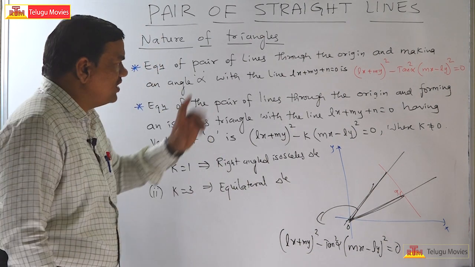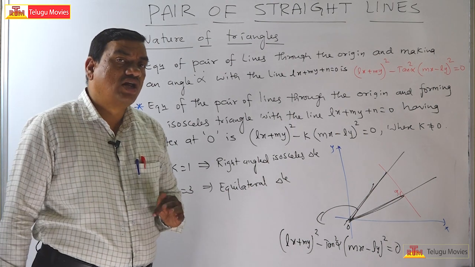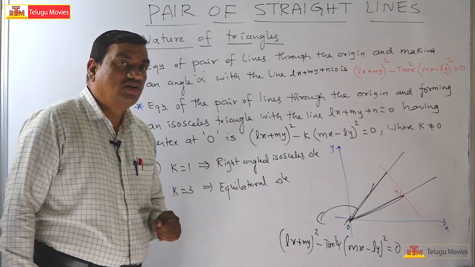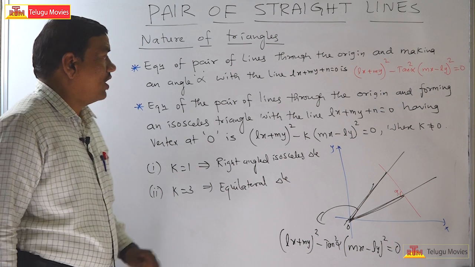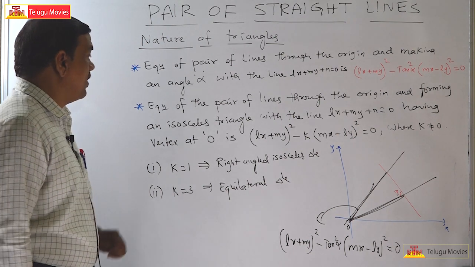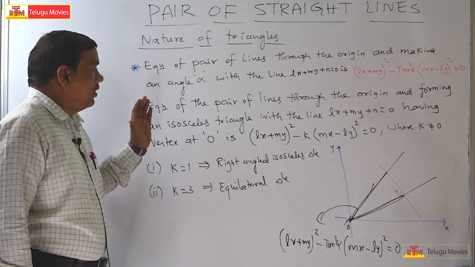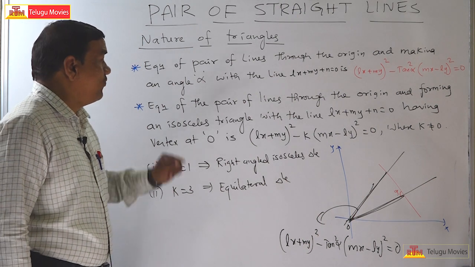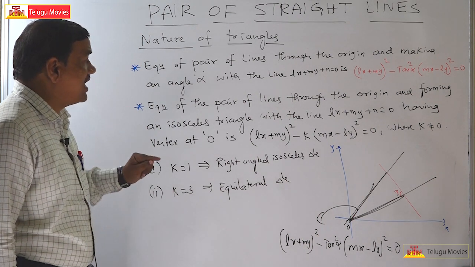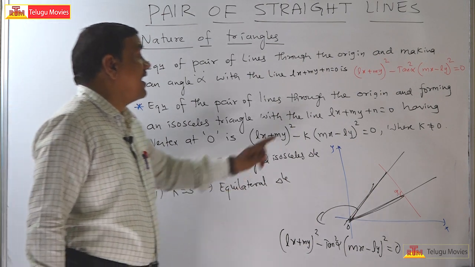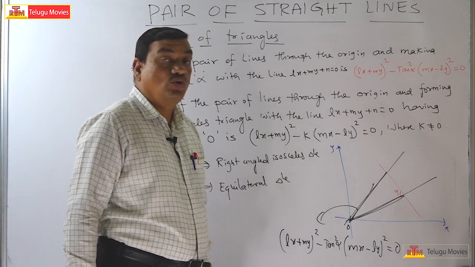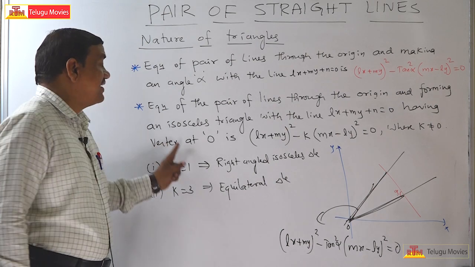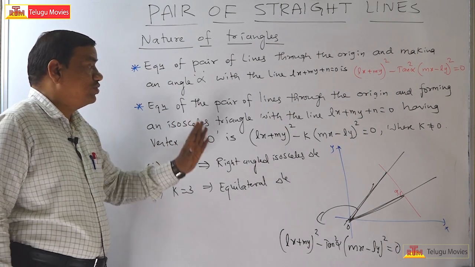For this type of problem, there are proofs also, but let us take the concept first. Right. Now coming to the second one: the equation of the pair of lines through the origin and forming an isosceles triangle with the line Lx plus My plus n equal to 0, having vertex at O.